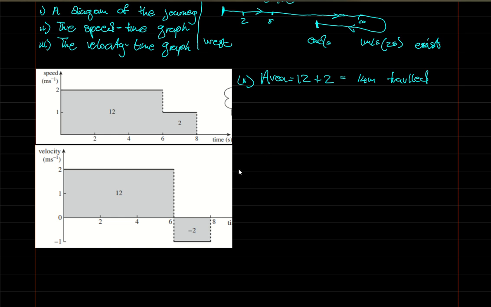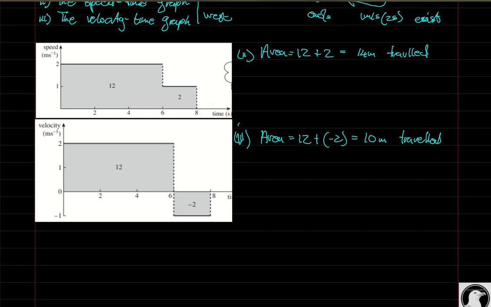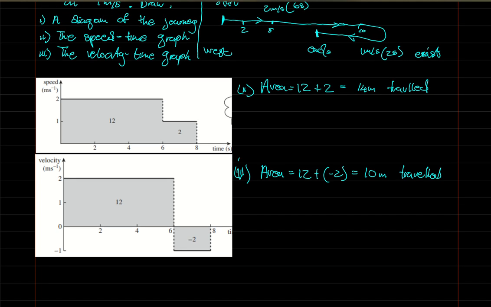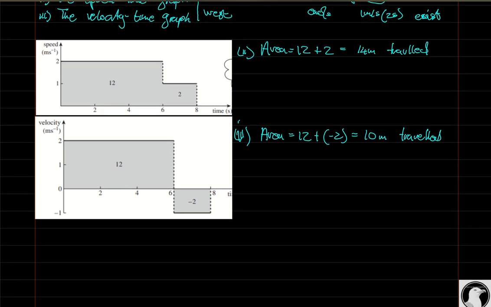So what else did they ask for? They also asked us for the distance traveled. So let's investigate how much he traveled here, which means the area is going to be 12 plus, uh-oh, that direction, it's negative, meaning that he actually traveled 10 meters. Okay, and that is the end of our second example. We continue on to the next video for our third and final example on this topic.